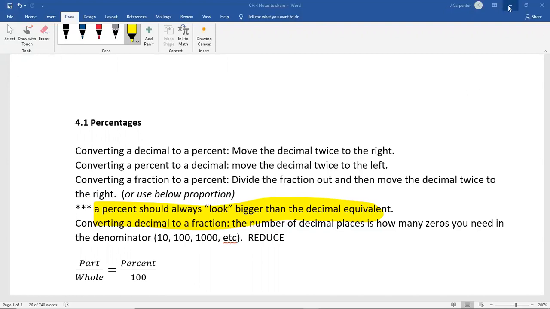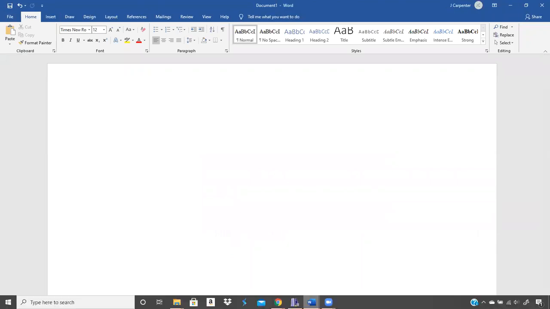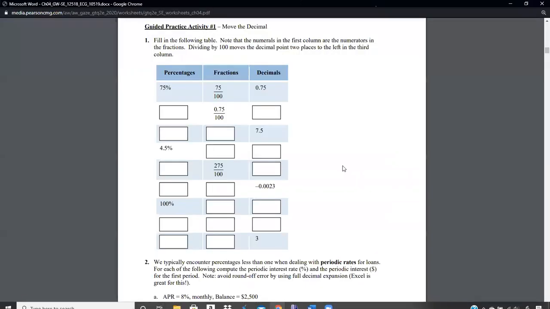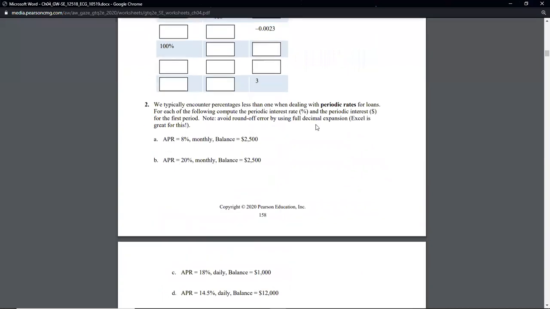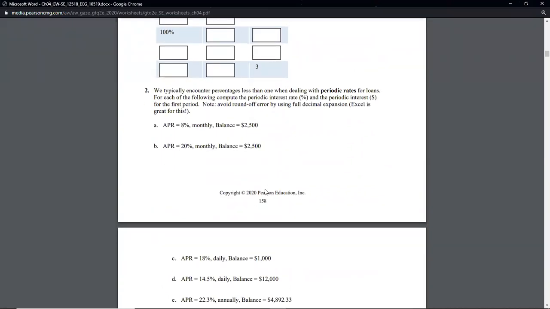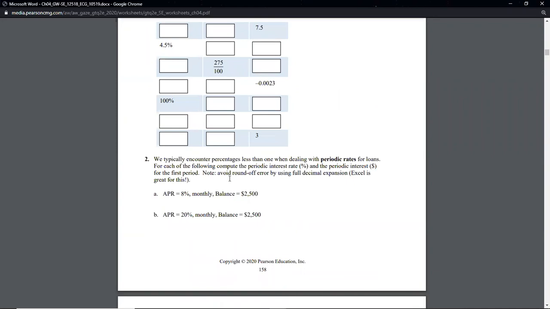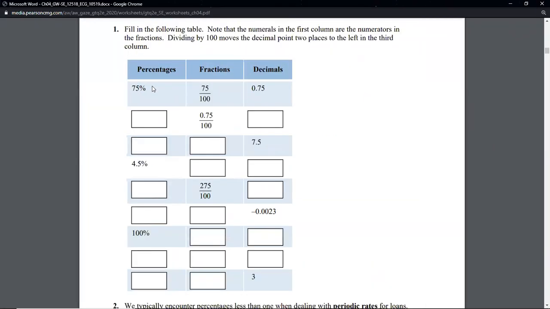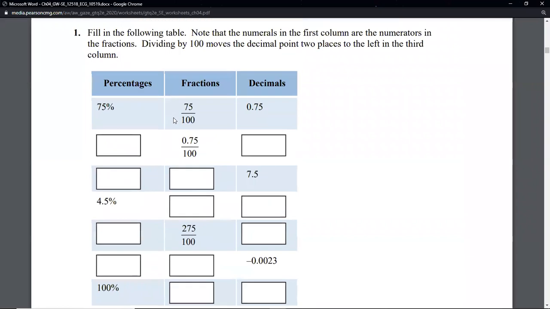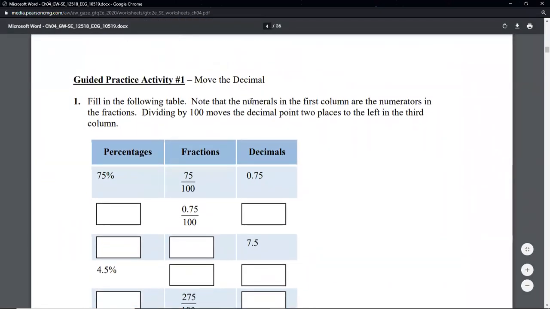So again, what I would like y'all to work on at first is this guided activity from page 158. We started doing number 2 in class, but we're going back to number 1. So we're just going to fill in the table. Notice that the numerals in the first column are the numerators in the fractions. So in other words, this 75%, the 75 goes here, and it's 0.75 as a decimal.